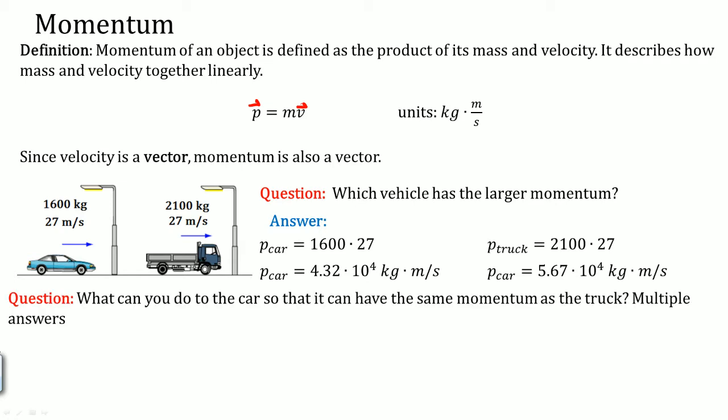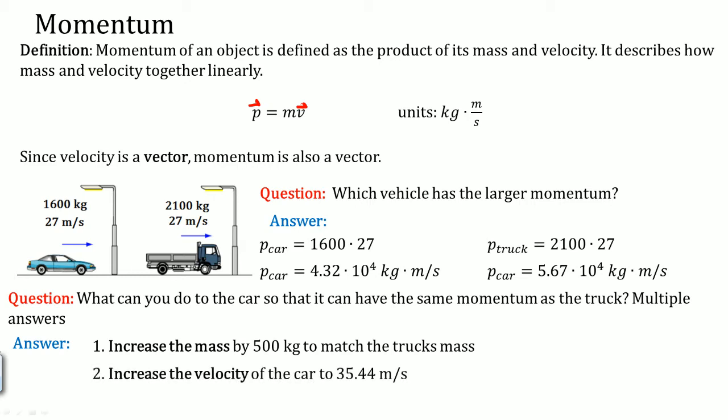So this leads to the question, what can you do to the car so that it has the same momentum as the truck? There's multiple answers here. One, you can increase the mass of the car by 500 kilograms. Then it will bring the car's mass to 2,100 kilograms. Or you can increase its velocity to 35.44 meters per second to get the same momentum.